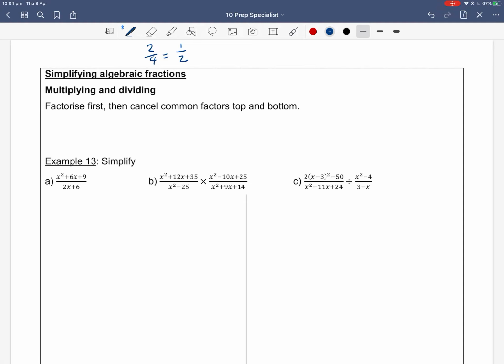And a throwback to multiplying fractions in year 7, say you wanted to multiply 1/3 by 4/5, you literally just multiply across, so you get 4 over 15, and then you check whether you can simplify the fraction anymore. No, there's no common factors between 4 and 15, and you leave it as that.